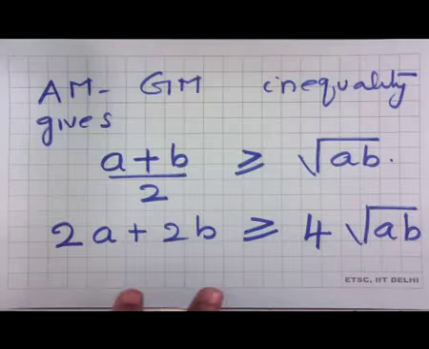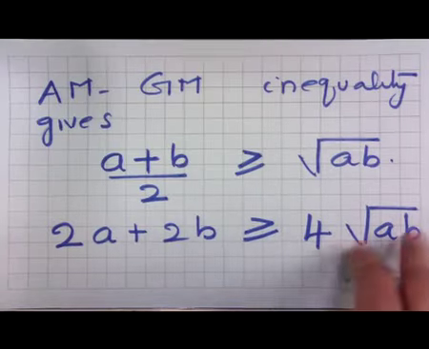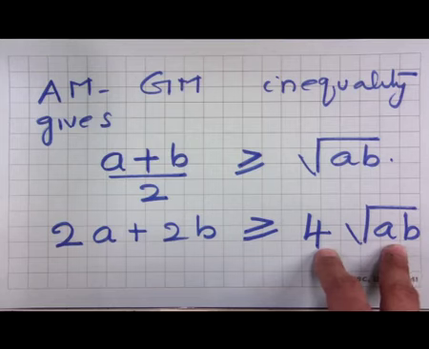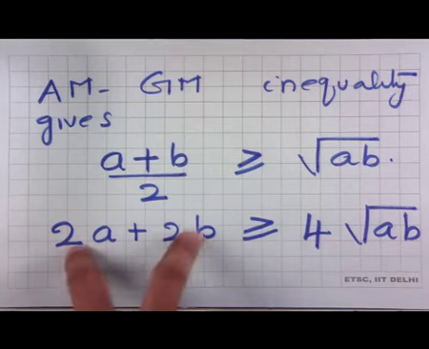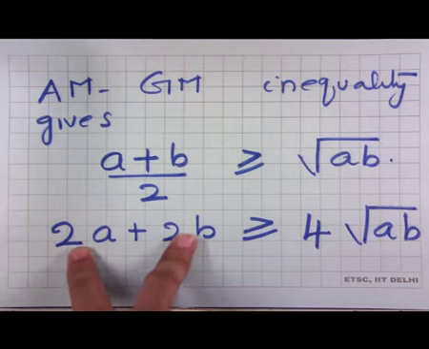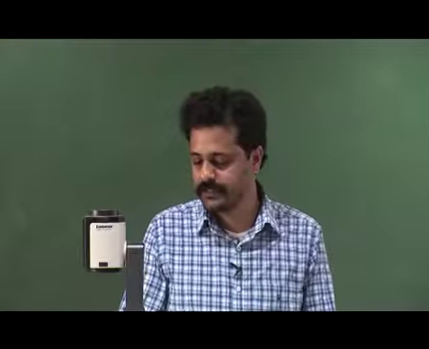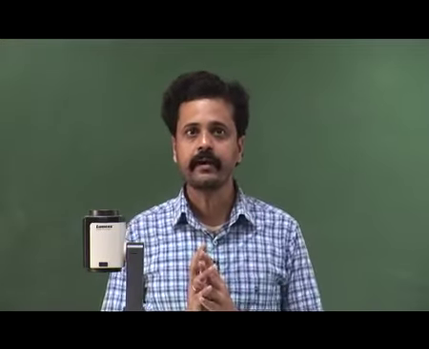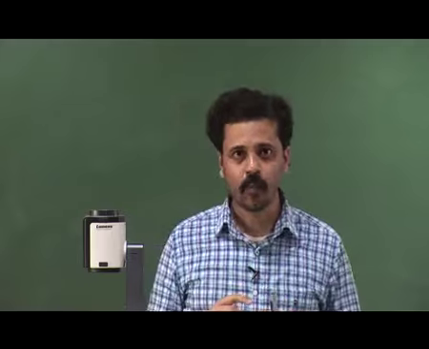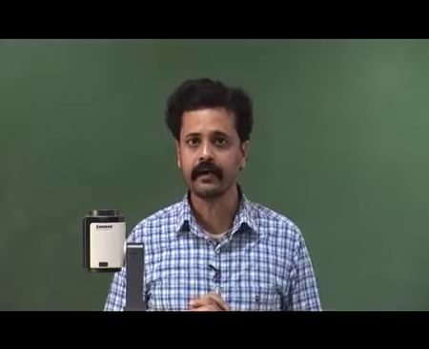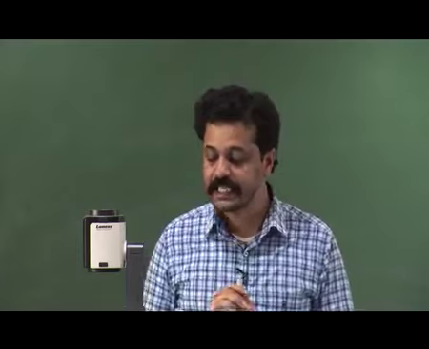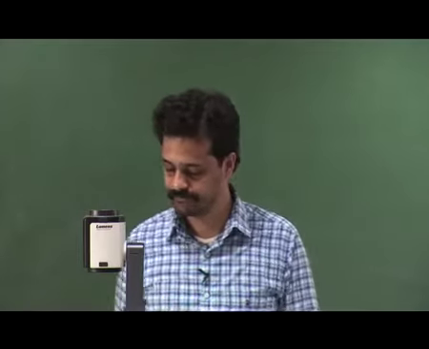Recall, the right hand side of this inequality is the perimeter of the square, and the left hand side of this inequality represents the perimeter of a rectangle. So, AM-GM inequality immediately translates to a geometrical fact, namely among all rectangles with equal area, the square has least perimeter.